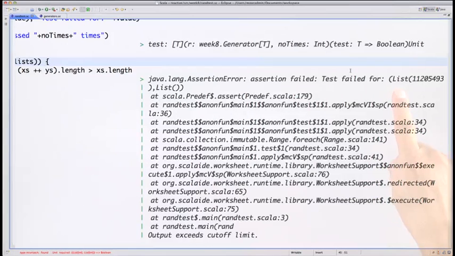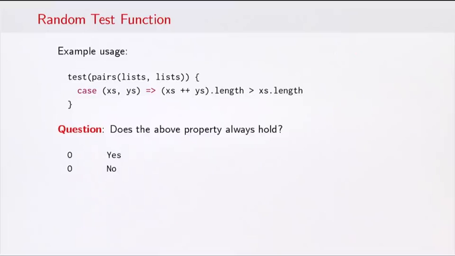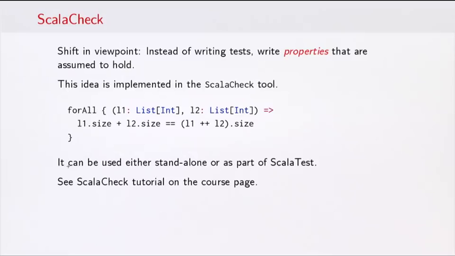The first is a list consisting of a single element. You see that's a random value that we have in here. The second list is empty, and in that case, of course, the length of these two lists is 1, whereas the length of xs is also 1, so the two lengths are equal, and the assertion fails. So the answer to this question here is obviously the property does not always hold, since I have just found a counterexample.